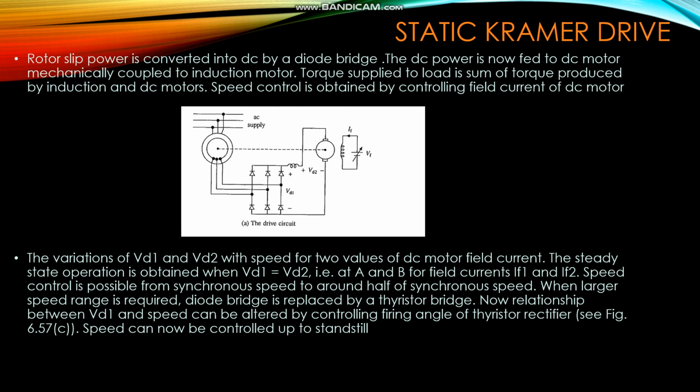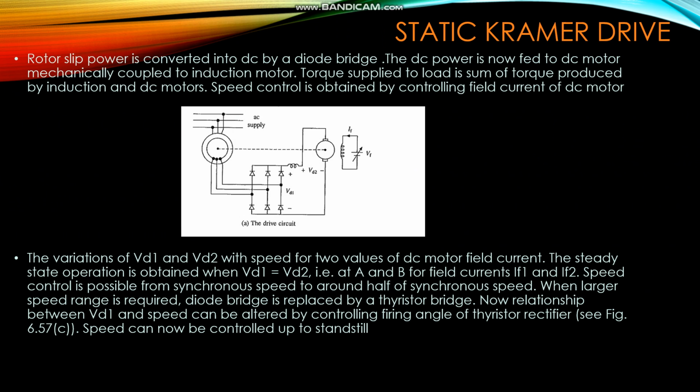This diode rectifier gives DC to the separately excited DC motor. Due to this, the motor produces a torque, and since the two motors are mounted on the same shaft, the induction motor will produce less torque, so the energy produced in the induction motor will be reduced. Indirectly, we can reduce the power. Also, by controlling the DC motor, the speed can be reduced.